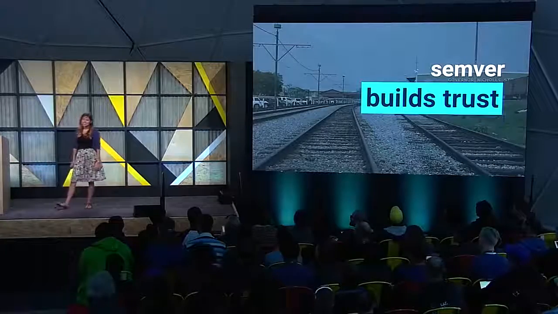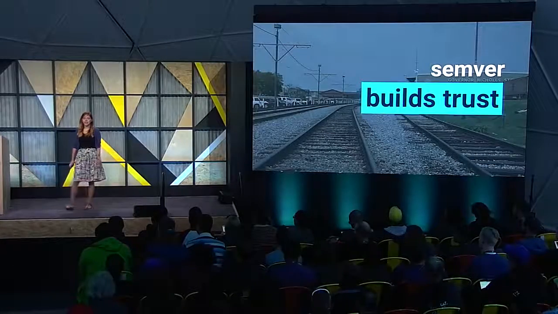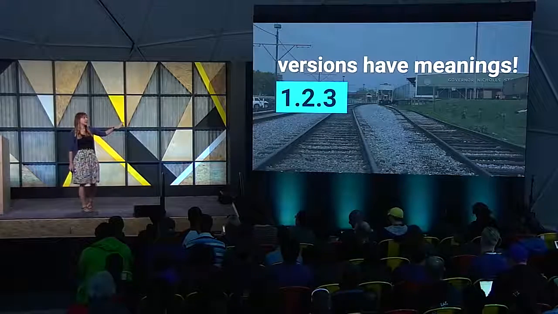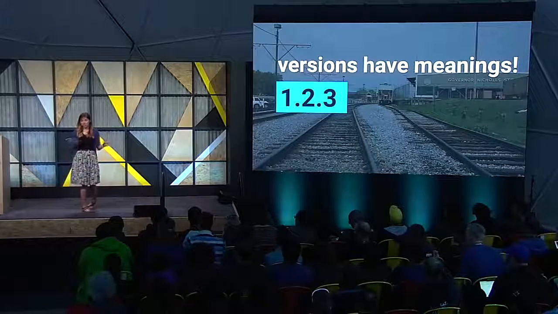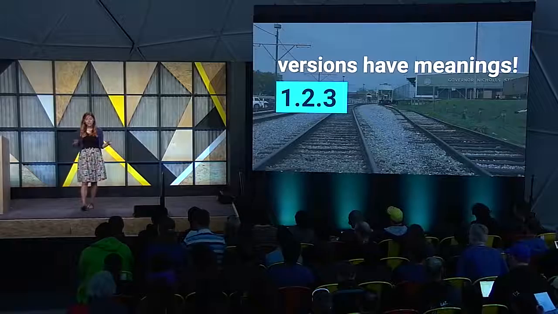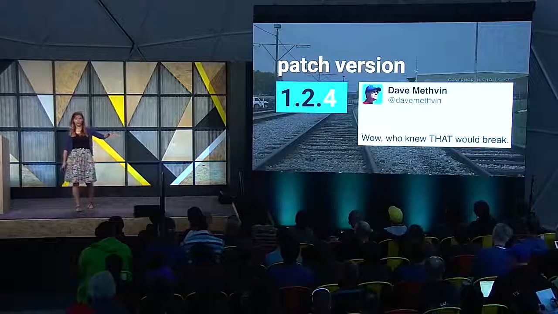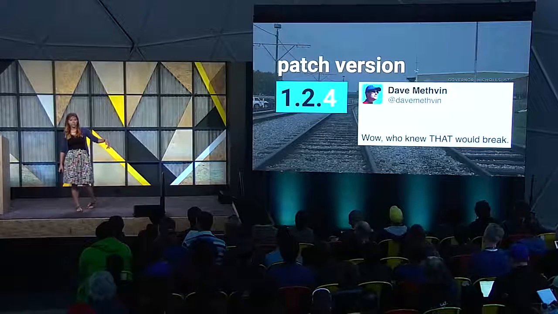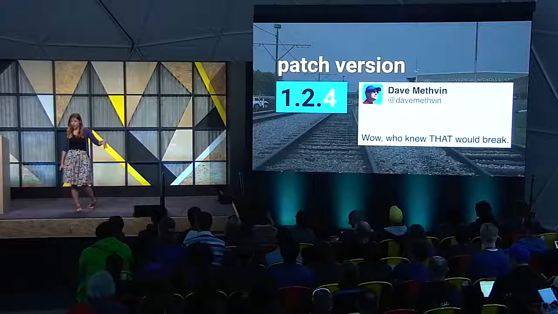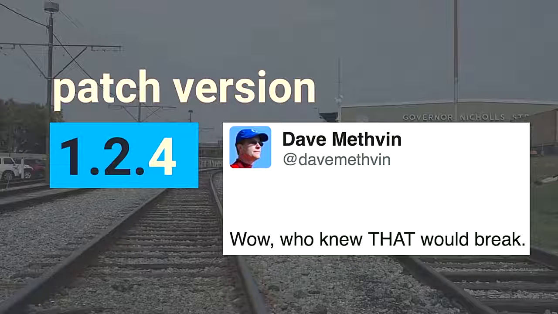So Semver stands for semantic versioning, and it basically means that every one of these numbers in these versions actually means something. They're not just random. On the right here, I have a tweet from Dave Methin, who makes fun of Semver, because no matter what you think you're shipping, you're actually going to break your users. So keep that in mind.